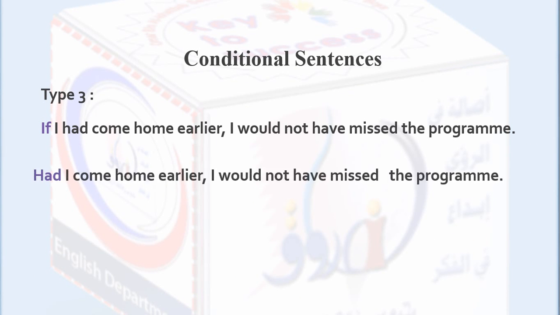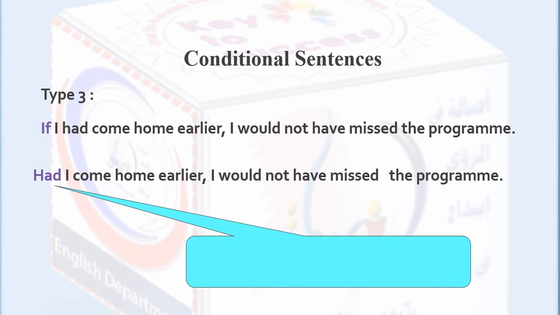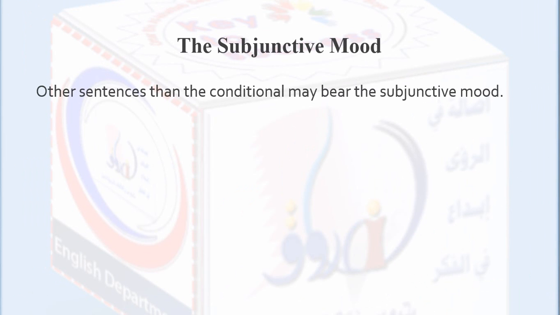The second one: had I come home earlier, I wouldn't have missed the program. What do you think is the difference here? If I had come home earlier, had I come home earlier? Yes. Had may replace if in an inversion. So it can replace if. Okay, now let's get the next one.